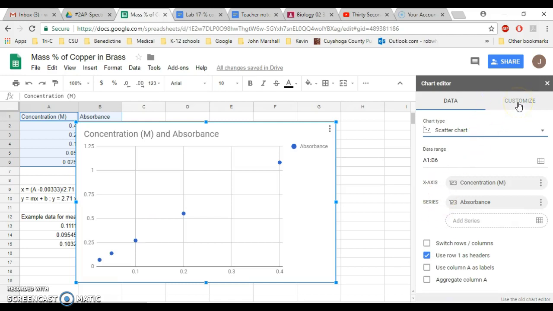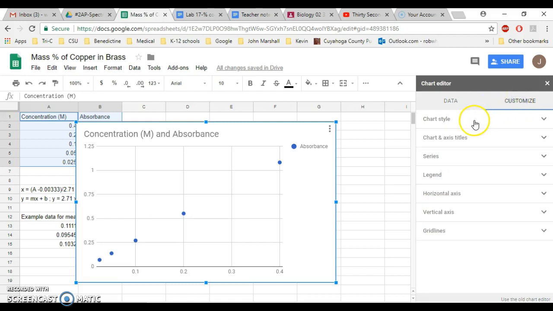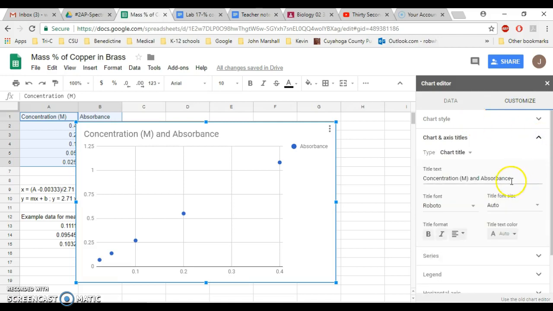After that, click on Customize, and under Customize it will allow you to do chart and axis titles. Okay, and in this case what I'd like you to do is change the chart title to Copper Nitrate Standard Curve.